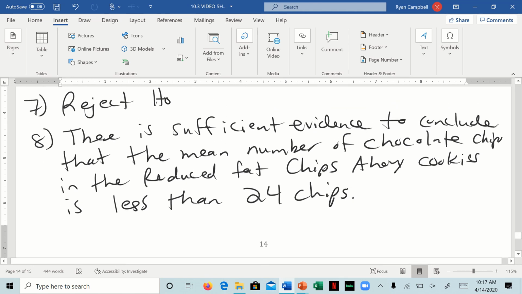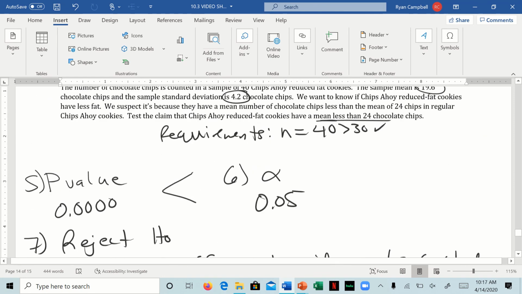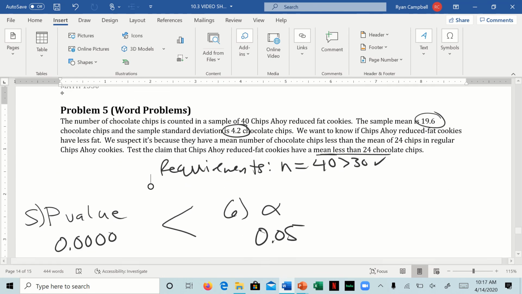Good. So maybe that is why, right? We suspect the reason why it's reduced fat is because there's less than 24 chocolate chips, which is in the regular. So maybe the reason why it's less fat is because it has less chocolate chips.